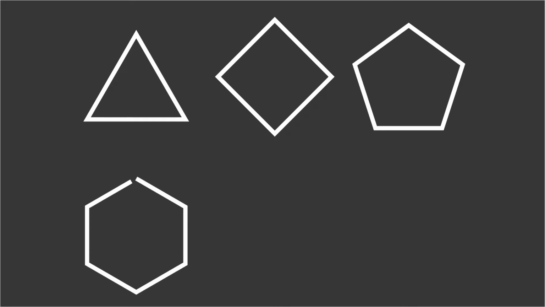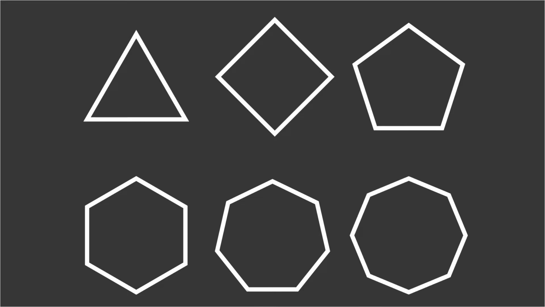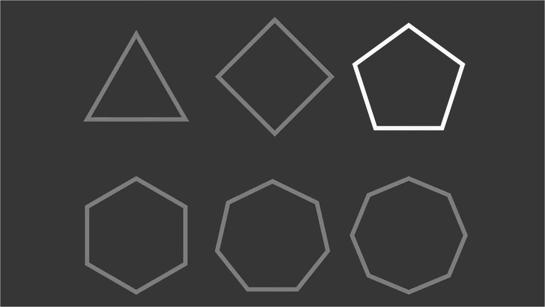A regular polygon is an n-sided shape where all sides are the same length and the angles between them are the same. So this is going to be your equilateral triangle, square, pentagon, hexagon, etc. Let's focus on the pentagon.